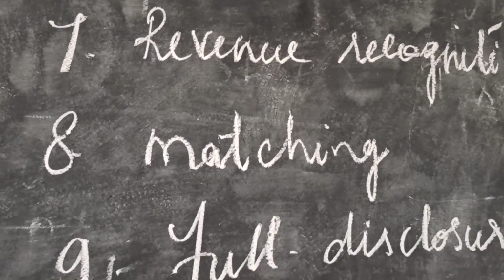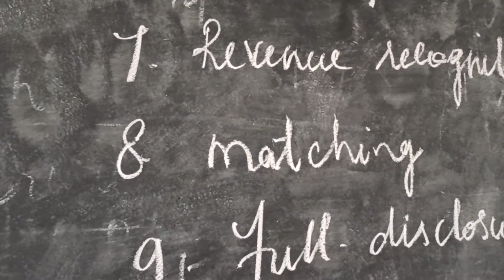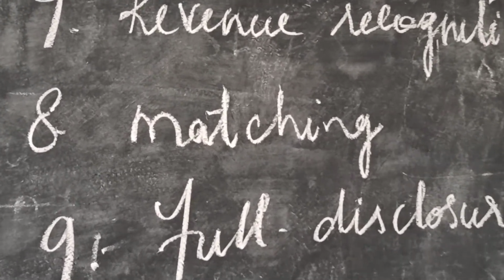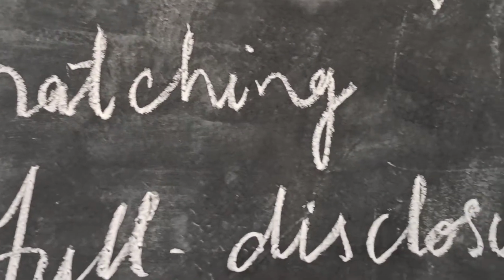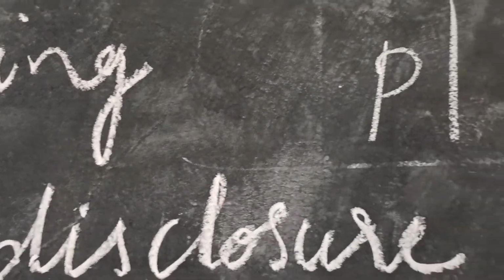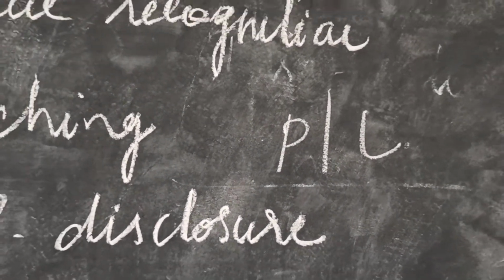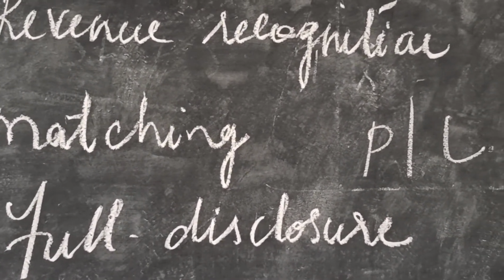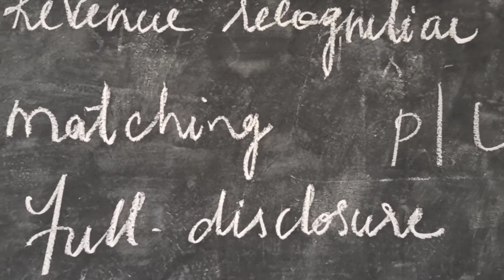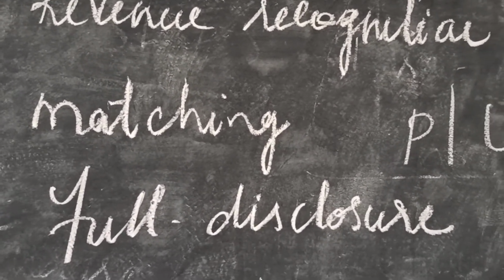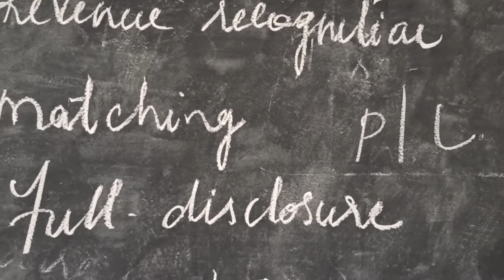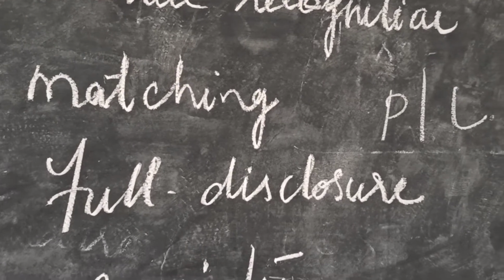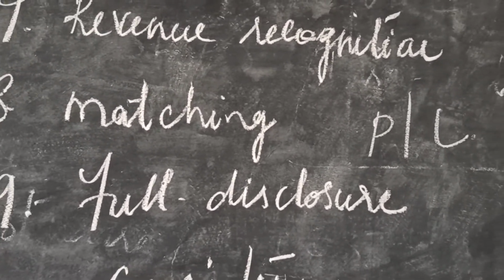Next we have the matching concept. What is a matching concept? We need to match two things in order to know your profit or your loss. To find your profit or loss, what do we need to match? Your expenses with your incomes. How much you spent and how much you received. If you compare those two, you can find out whether you are in profit or in loss. That is what we call the matching concept.